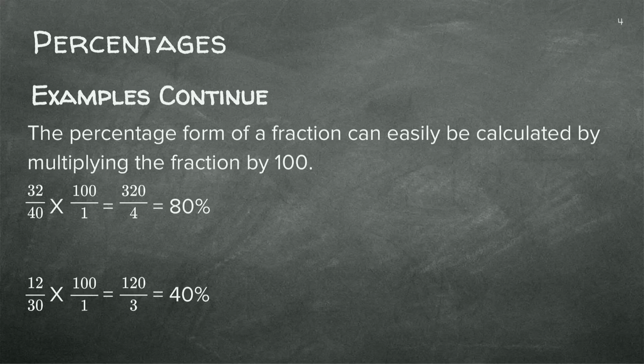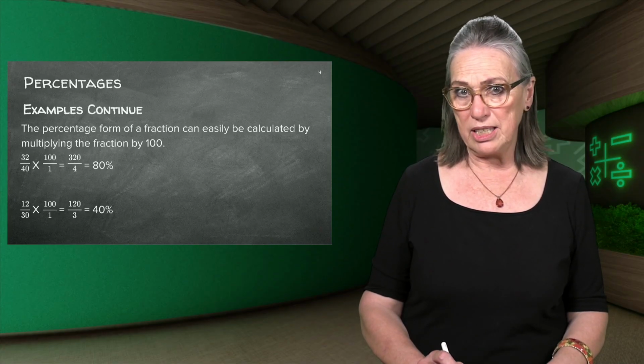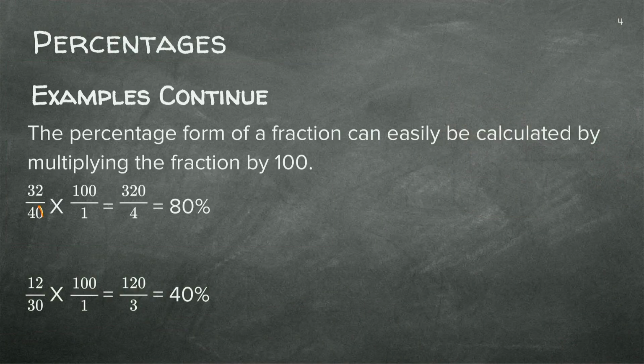The percentage form of a fraction can easily be calculated by multiplying the fraction by 100. Okay, so here's an example. 32 over 40 times 100 over 1. If we multiply that, now you know this cross cancellation, I just want to remind you that it makes the calculation so much easier. So you can scratch the 0 and that 0. So you can say 32 times 10 is 320 over 4, and that gives us 80%.